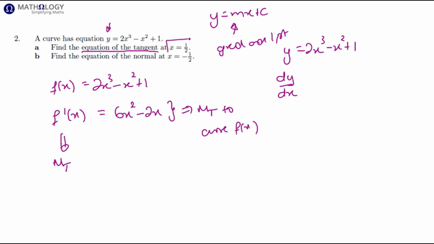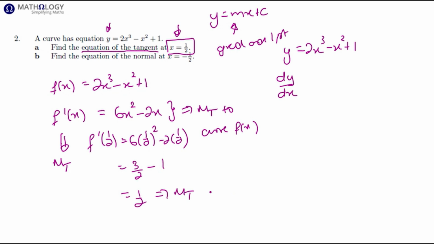So the point of contact will be where x equals a half. We don't have to find the point of contact right now because we know x equals a half. We're going to evaluate the gradient at the point where x equals a half. So f prime of a half will be 6 times a half squared minus 2 times a half. That's 6 quarters, which is 3 over 2, minus 2 times a half, so minus 1. 1 and a half minus 1 is a half. A half represents the gradient of the tangent to f of x at the point where x equals a half.